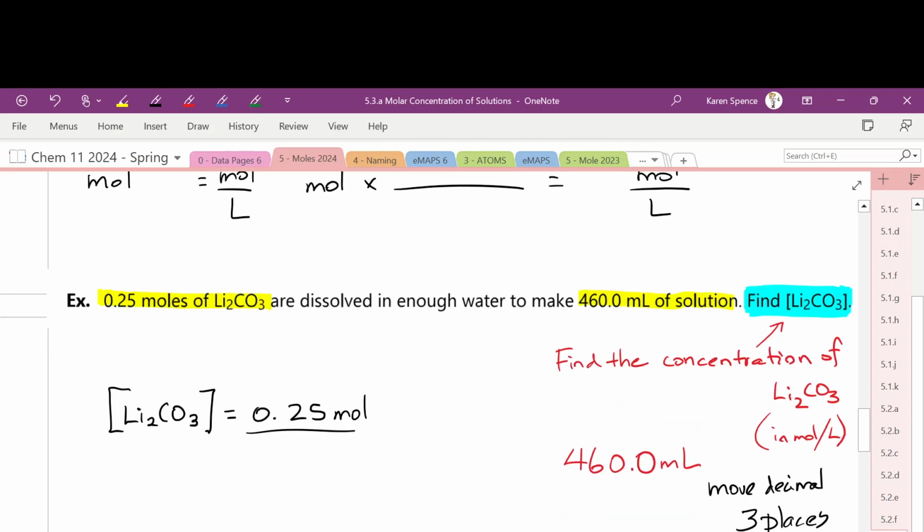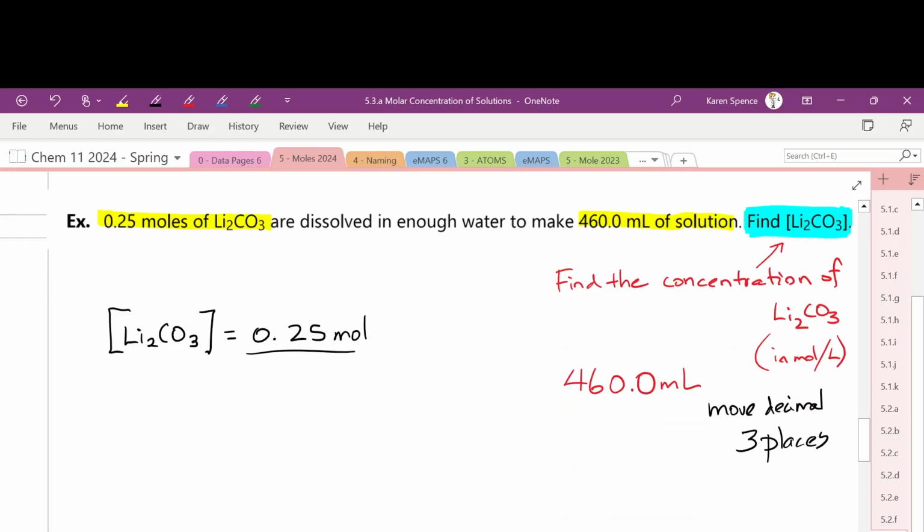And if you can't remember that, mega, kilo, deci, centi, milli, micro, nano, 631, 236, 9 is for the nano. So milli is 10 to the negative 3. So we move how many decimal places? 3. And hopefully you can remember to move it to the left so that we have a smaller number of liters. So we would have divide by 0.4600 liters.